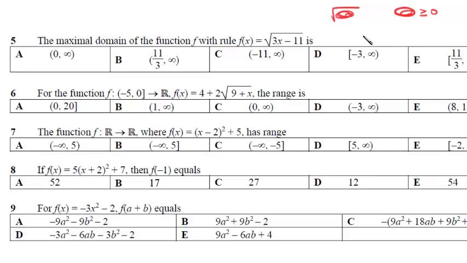So we can simply find the domain by solving this inequality. So 3x minus 11 is the bit that's inside of the root, and that has to be greater than or equal to 0. And from this, you can find 3x is greater than or equal to 11, and you can divide by 3. So x is greater than or equal to 11 over 3. Okay?